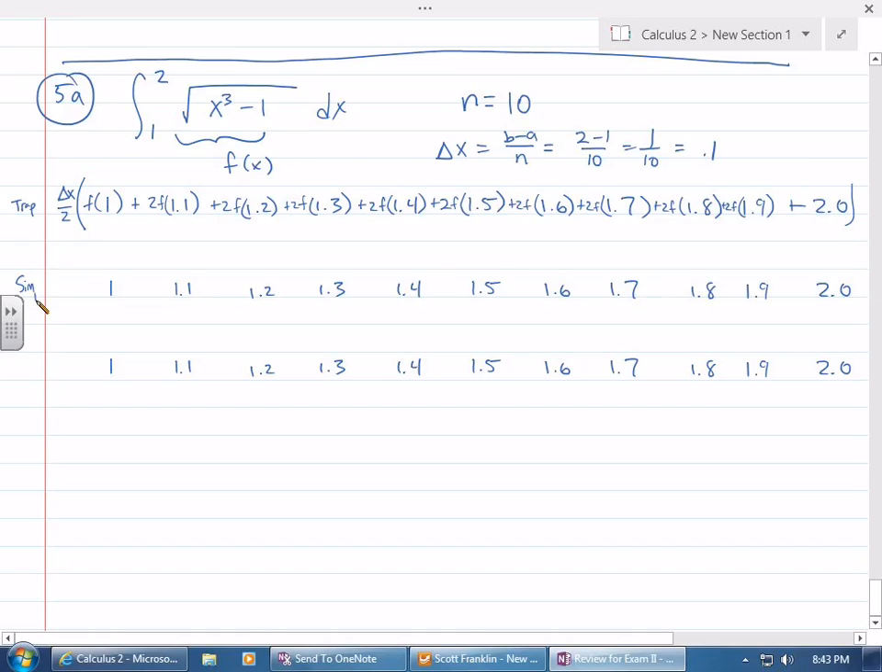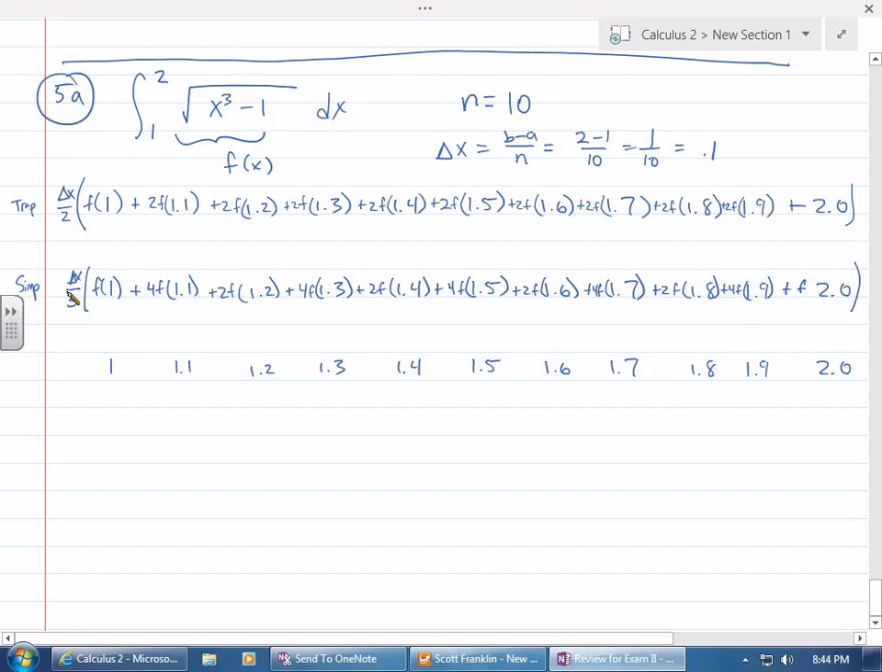For the Simpson's rule, it's delta x over 3 now, and the coefficients are 1, 4, 2. It starts with 4: 1, 4, 2, 4, 2, 4, 2, 4, 2, and it ends with a 4 and then a 1. So it's f of this plus 4f of this plus 2f of this plus 4f of that plus 2f of that plus 4 times f of this plus 2 times f of that plus 4 times f of this plus 2 times f of that plus 4 times f of this, plus f of that.